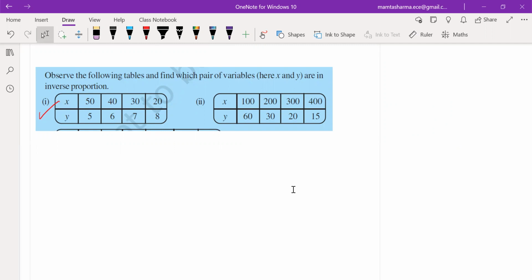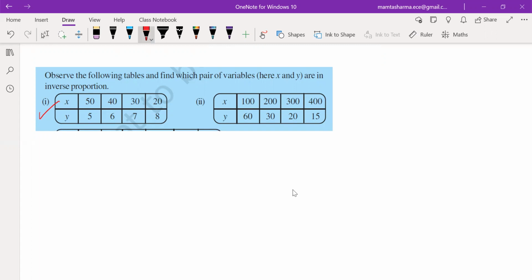Ma'am, first one is not in inverse proportion. Okay, and second one? Second one, are they in inverse proportion or not?